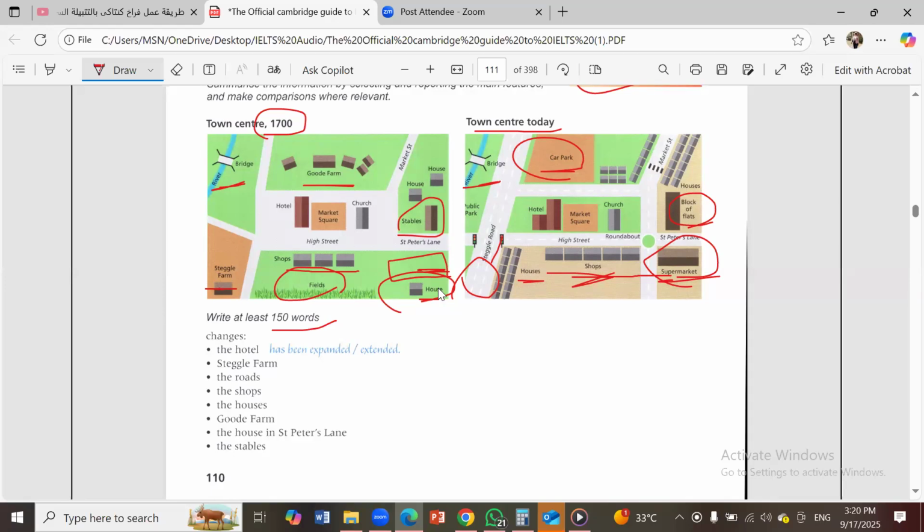Yes, these are the parts of any essay we write. So maybe the introduction can say the two maps illustrate a change in the town between 1700 and present day. Yes, that could be the first paragraph.